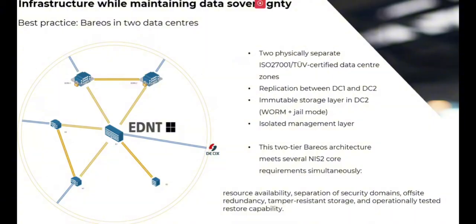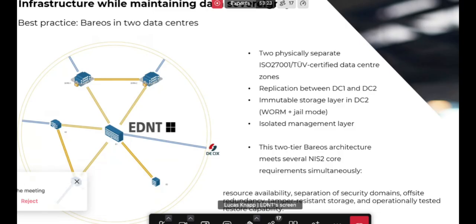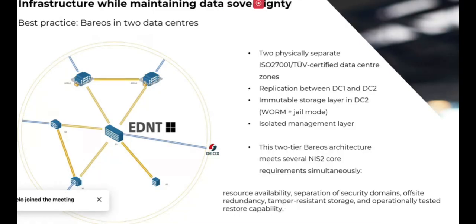We have 2 physically separated data centers, which are certified by the German TÜV. We have full replication between both data centers. In our data center we have 2 immutable storage layers, and for our whole backup and Bareos instance an isolated management layer. So we have a 2-tier Bareos architecture and meet several NIS2 requirements.